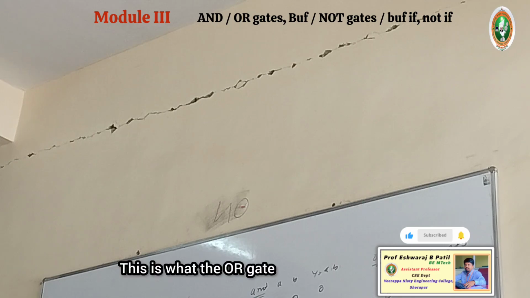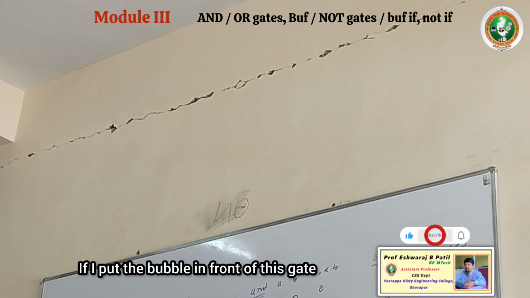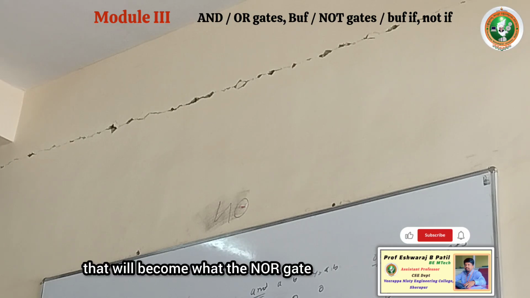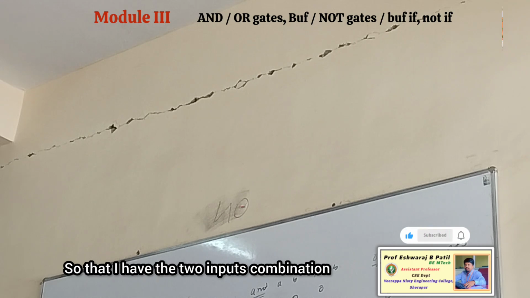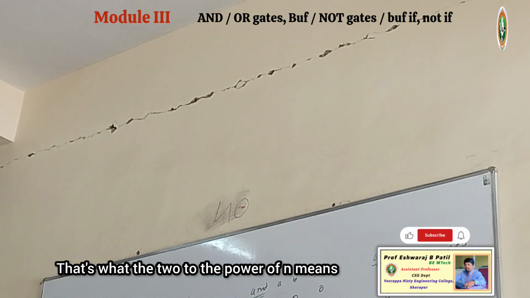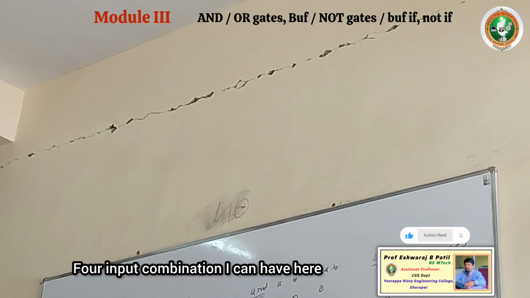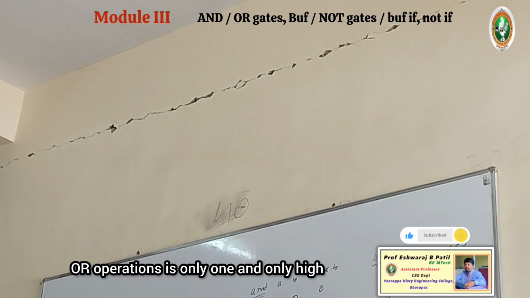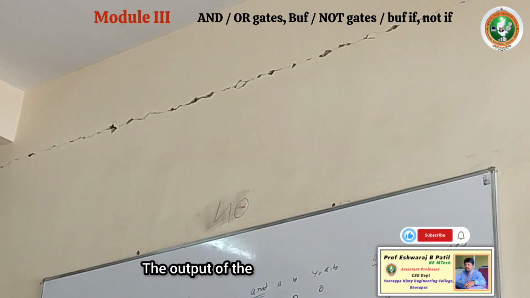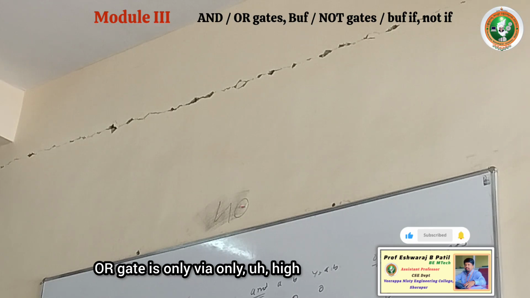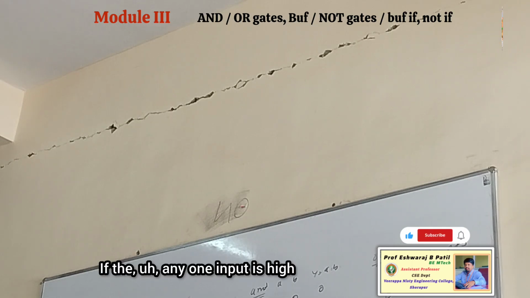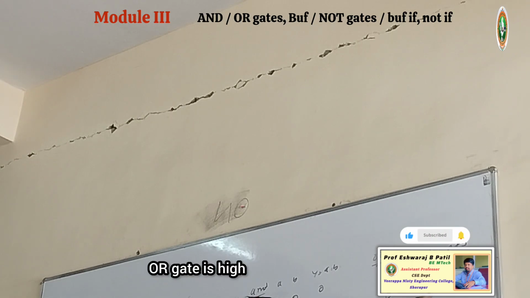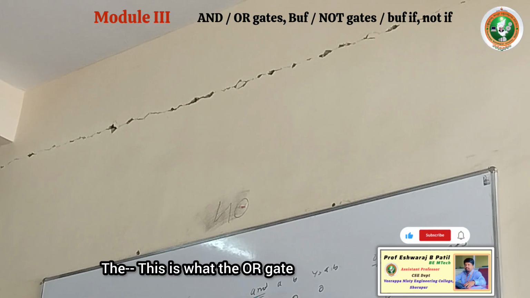This is the OR gate. If I put a bubble in front of this gate, it becomes the NOR gate. I have two inputs, so 2 to the power of n means 2 to the power of 2, 4 input combinations: 0 0, 0 1, 1 0, 1 1. As I told you, the output of the OR gate is high only if any one input is high, then definitely the output of my OR gate is high.